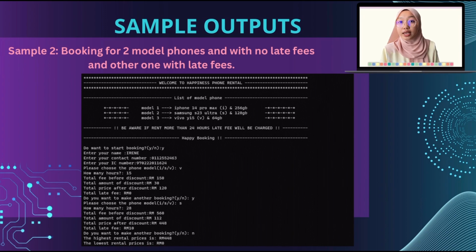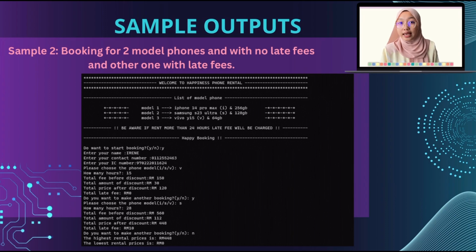She rented for 15 hours and her total fee before discount is RM150. The amount discount is RM30 and the price after discount is RM120. There is no late fee as she booked for less than 24 hours. After that, she entered yes to make another booking where she booked model S, which is Samsung S23 Ultra.